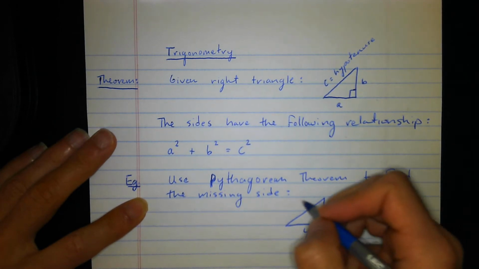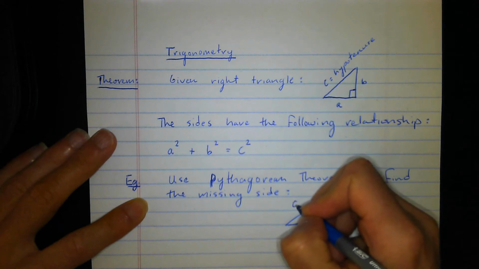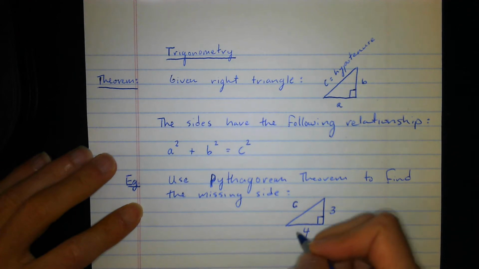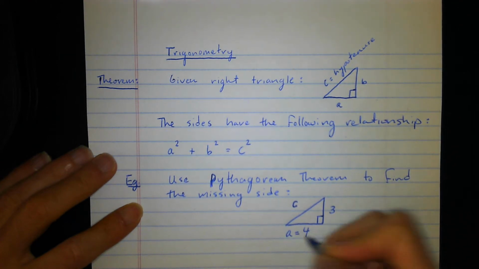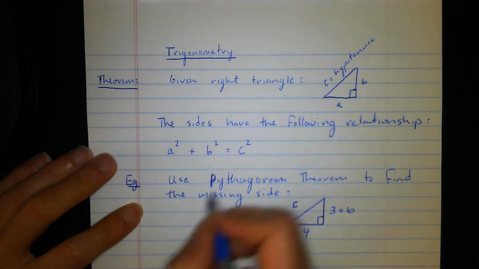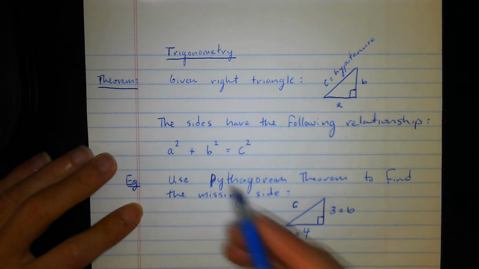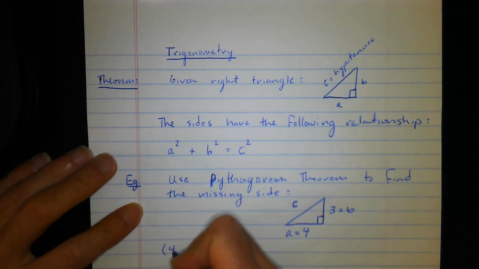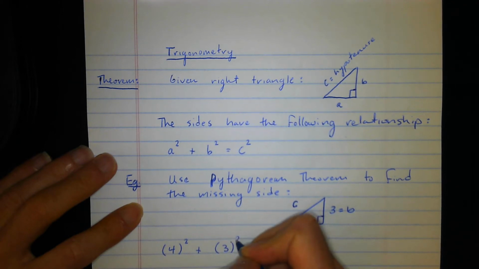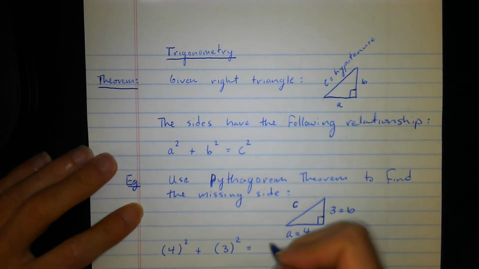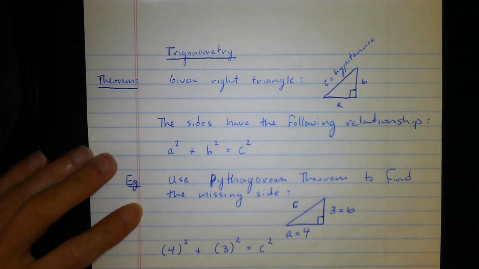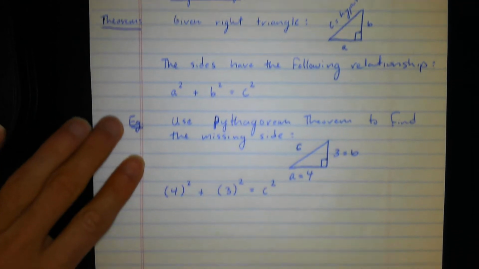Then in this case, we're looking for the hypotenuse. We're looking for the C value, and we just do the following. I say, okay, well, let's let A equal 4, and we'll let B equal 3, and then we can use this relationship here. I know that 4 squared plus 3 squared equals C squared. And then if I simplify the left-hand side, what am I left with?